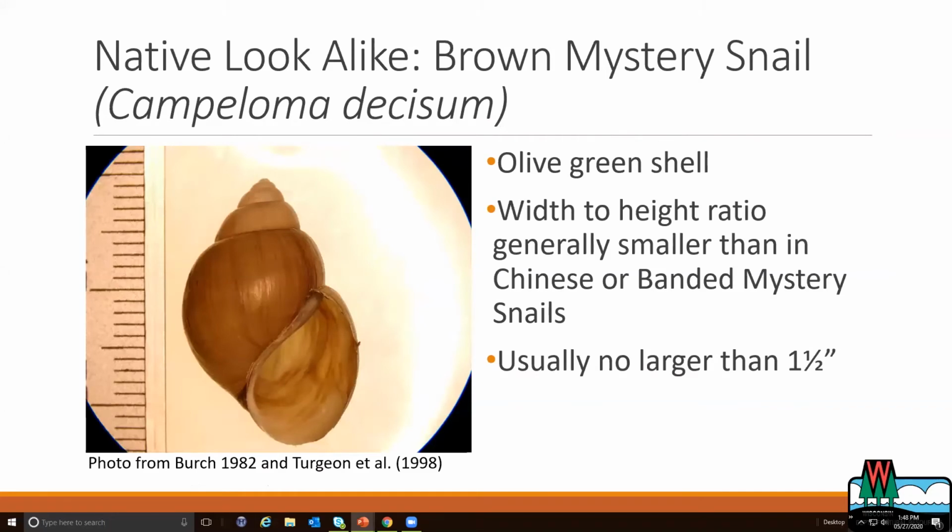They do have a native look-alike. There is a native brown mystery snail, and you'll notice that the difference here is that while there are striations in the shell, there's no distinct banding there. They're also a little bit smaller than the invasive snails, but as snails are able to be different sizes, that's not necessarily the best factor in determining native versus invasive. That would be that coloration.